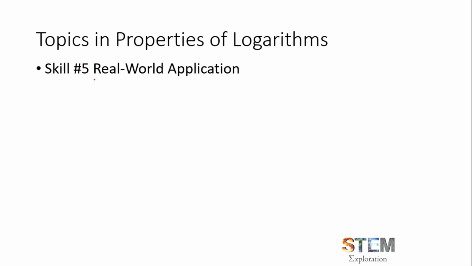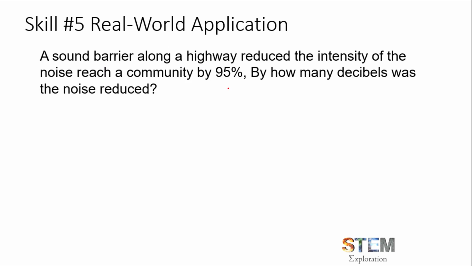Today I am going to finish my properties of logarithm lecture from my previous video by expanding on real-world applications of the properties of logarithms. To wrap up this topic, I want to talk about a real-world application that involves how a sound barrier along a highway reduced the intensity of the noise reaching a community by 95%. By how many decibels was the noise reduced?